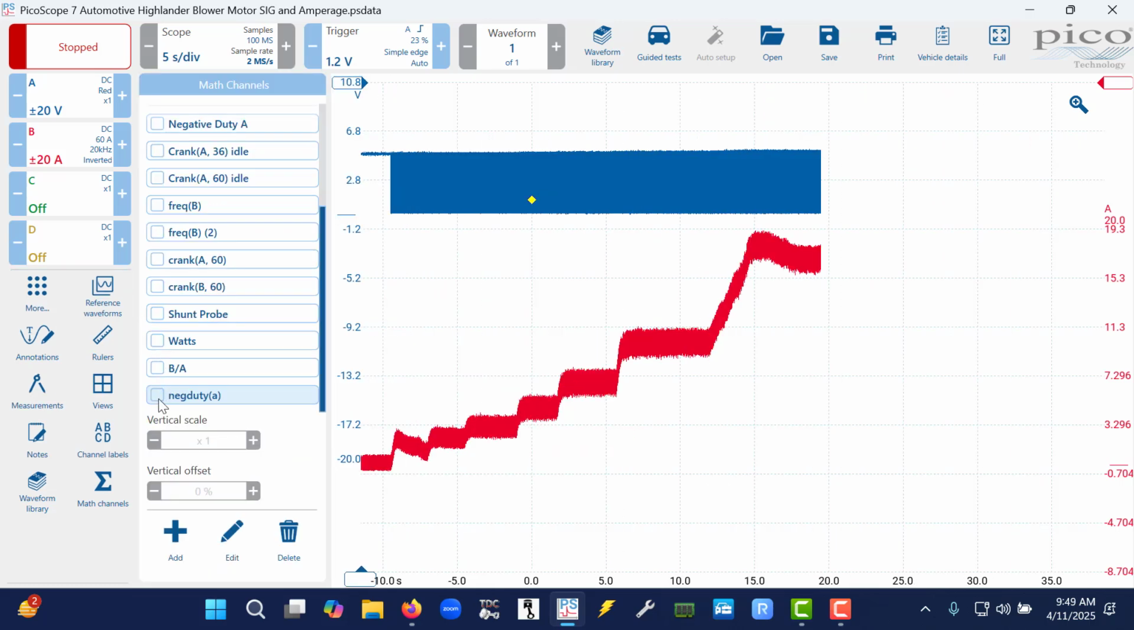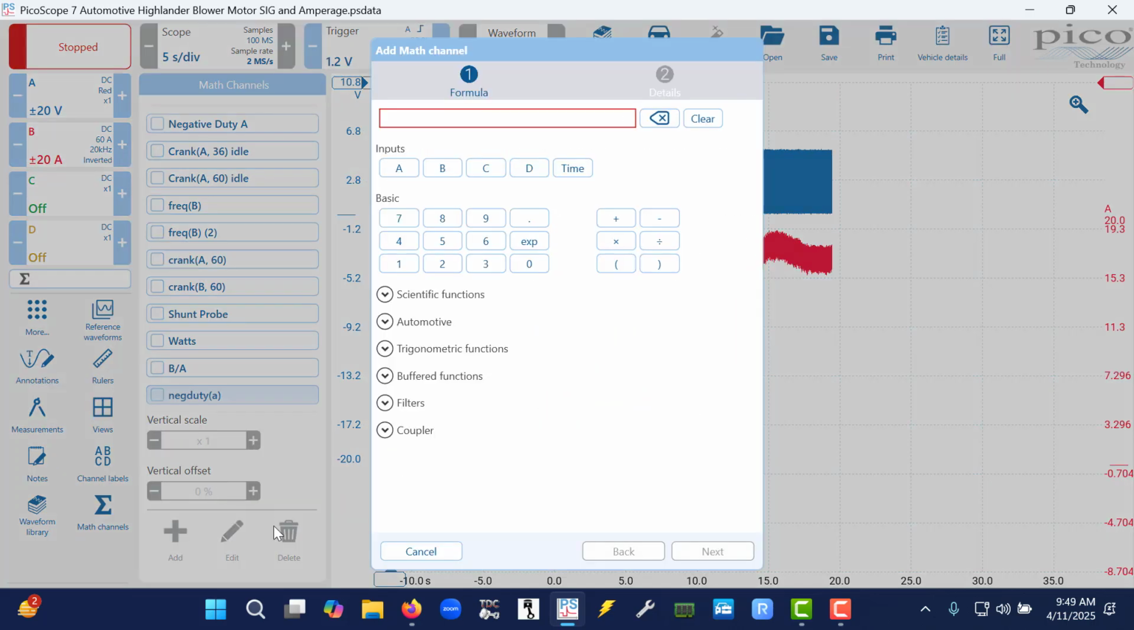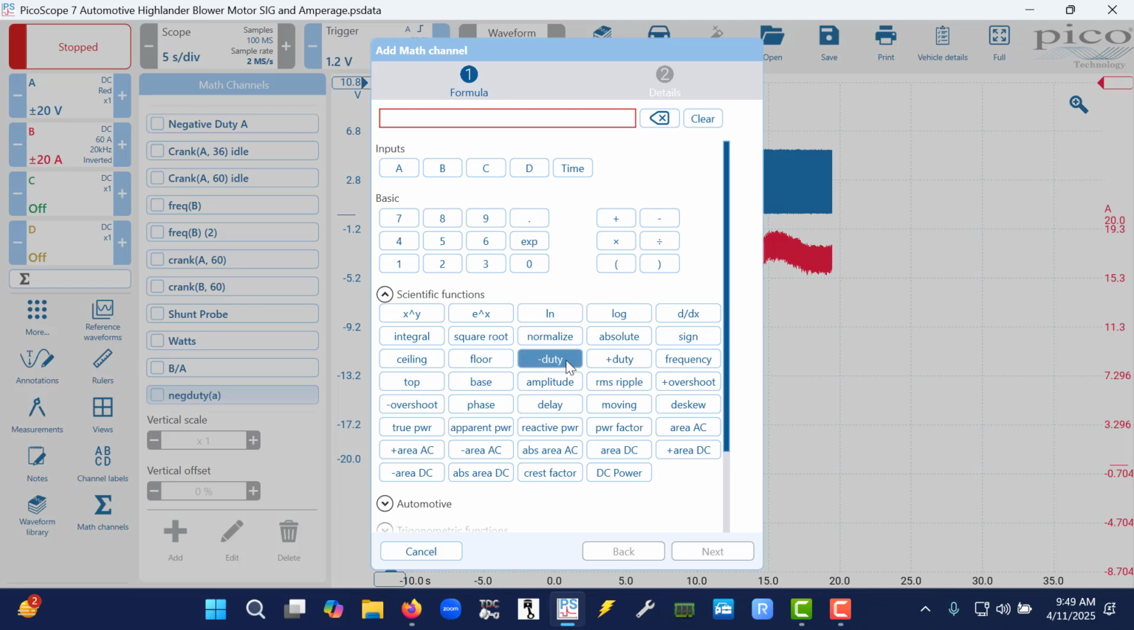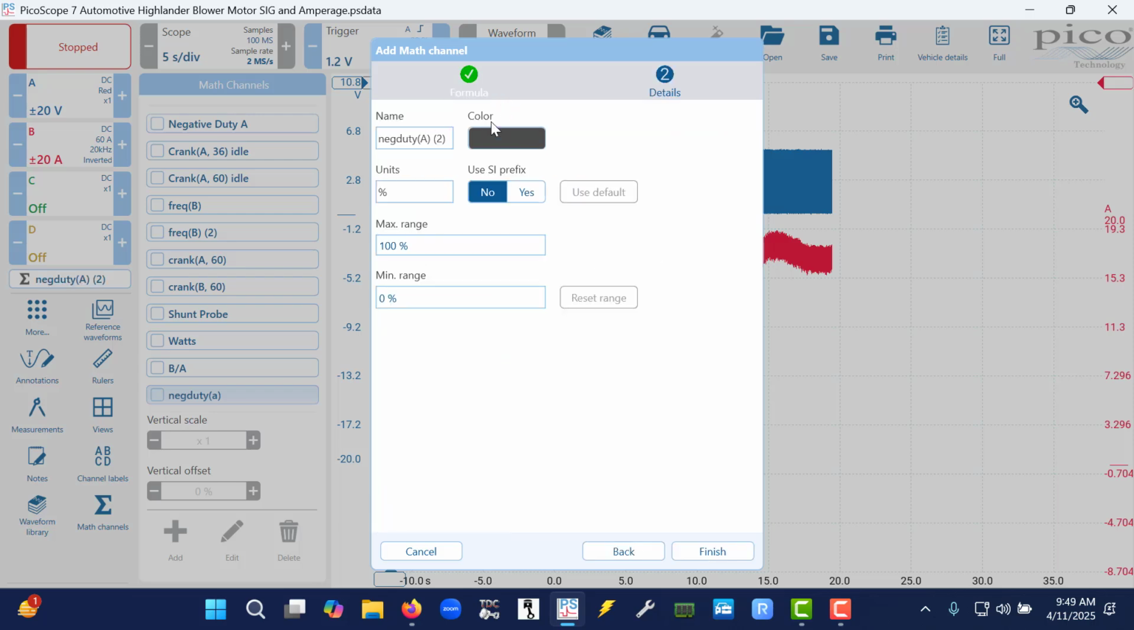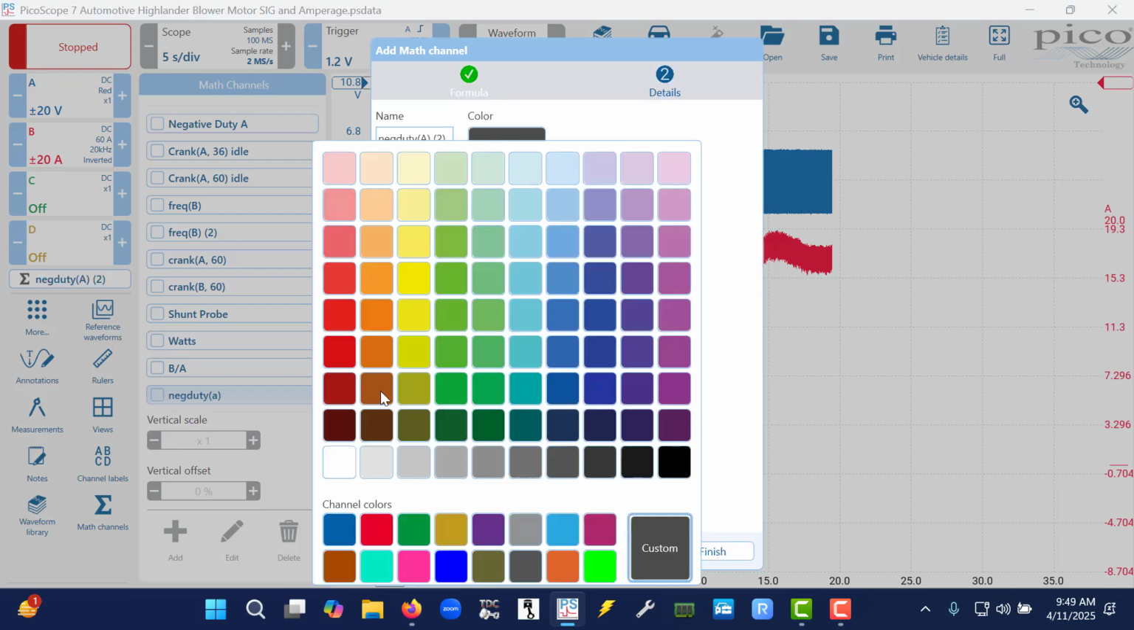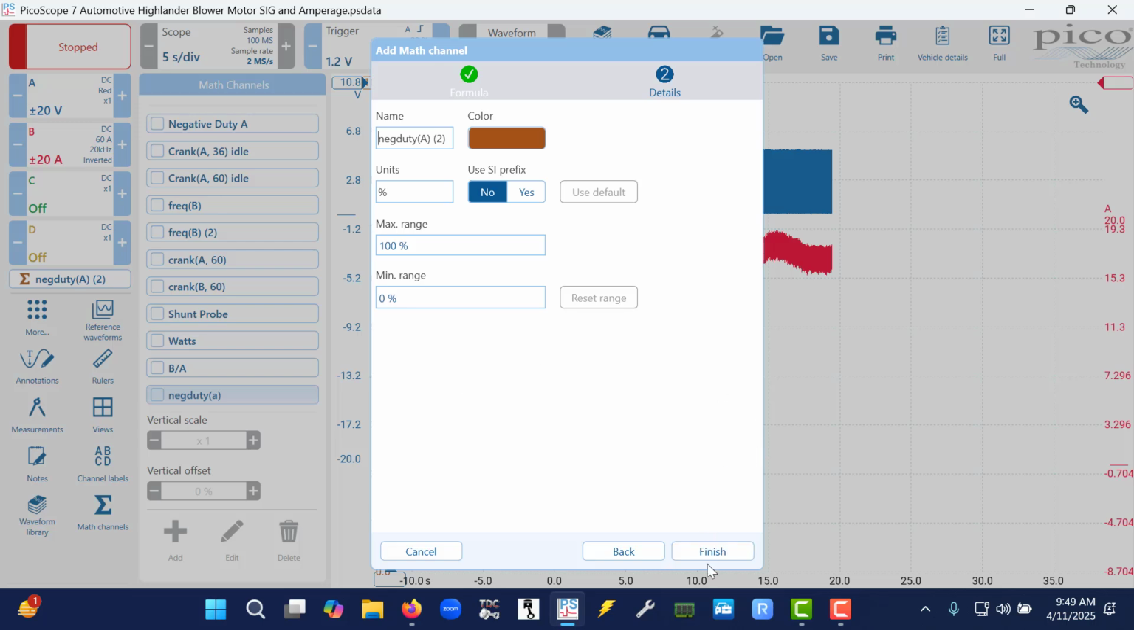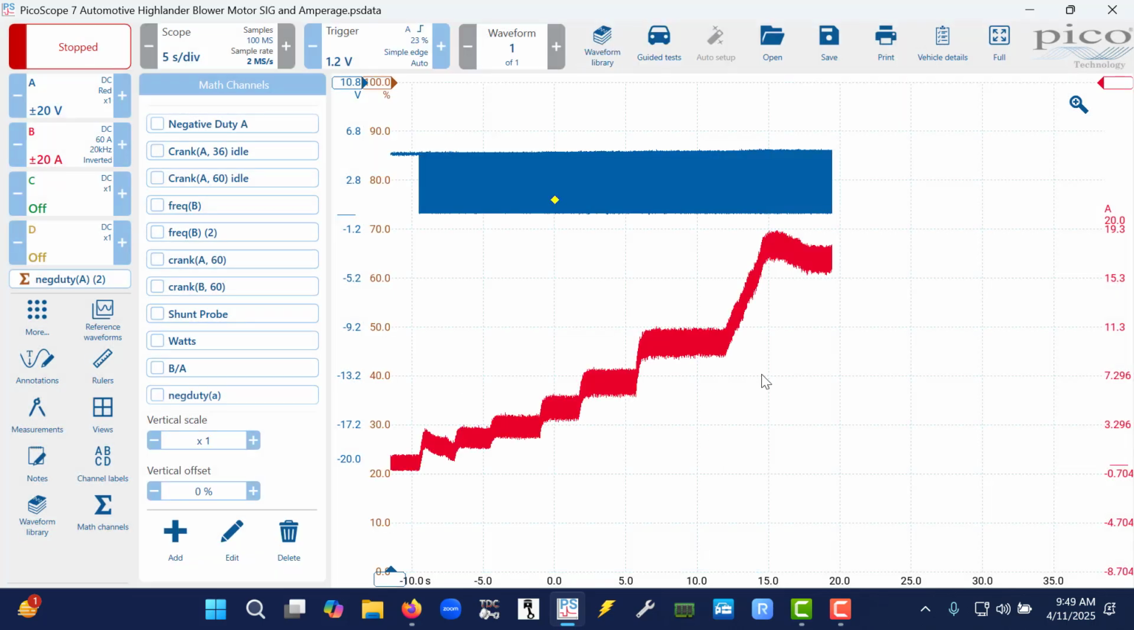I'm going to turn this off. I'm going to go to add, and I want to go to scientific functions. I want to go negative duty, signal A, hit next, and we'll set the color as a contrasting color again. I'm going to hit finish.